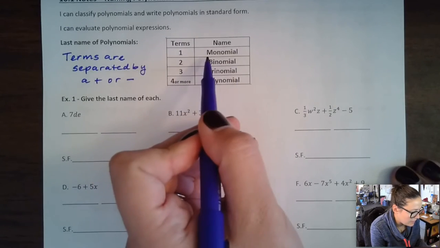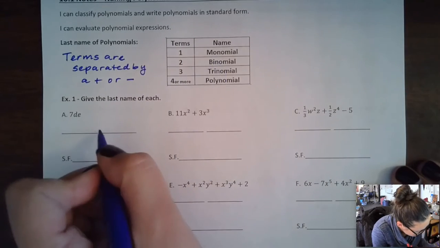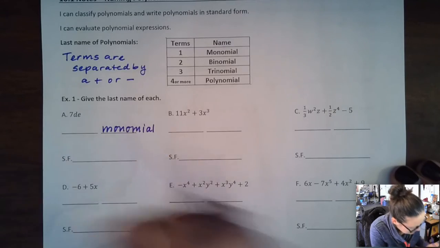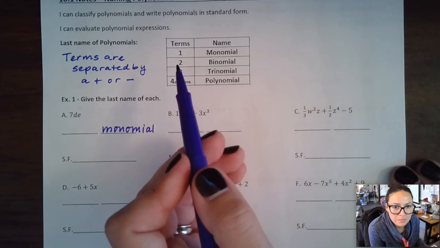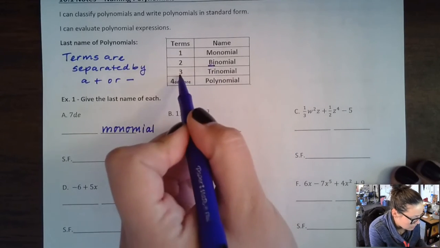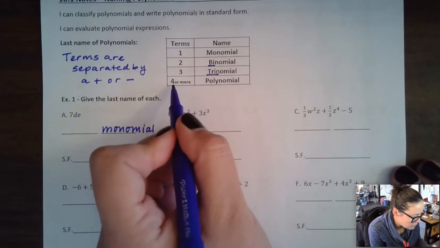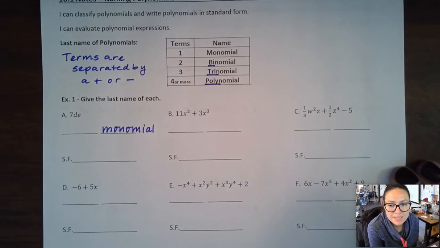And what do we call something that has one term? A monomial. So I'd like you to write monomial on that second line there. And let's talk about the other things that we name these. 2 terms is a binomial. 3 terms is a trinomial. If we have 4 or more terms, we call it a polynomial. Poly means many.